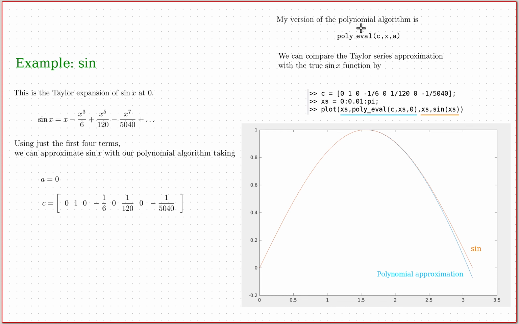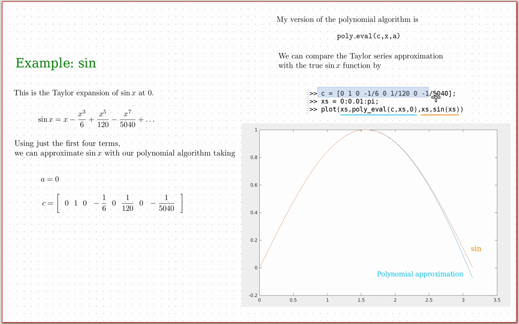Now, my version of the polynomial evaluation algorithm is called polyeval, and the first input is the coefficients, the second input is the x value, and the third input is the a value. You don't have to copy either my name for the function or the order of my inputs, but I assume you have some function with some name, and it does take the same 3 inputs, possibly in a different order. Now what you can do is compare this polynomial approximation to sine with the real sine function visually by executing the following commands in MATLAB.